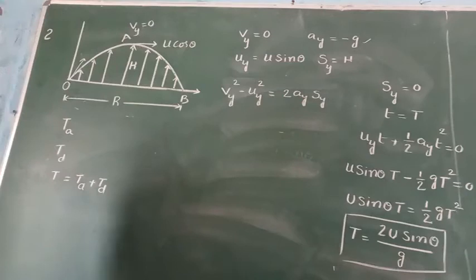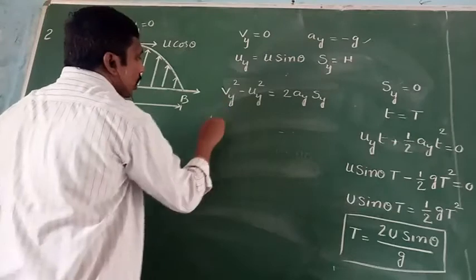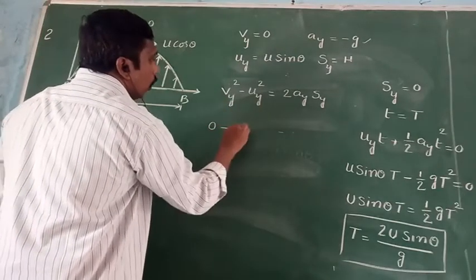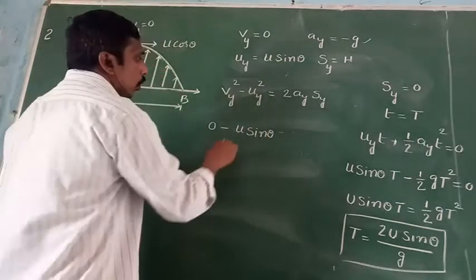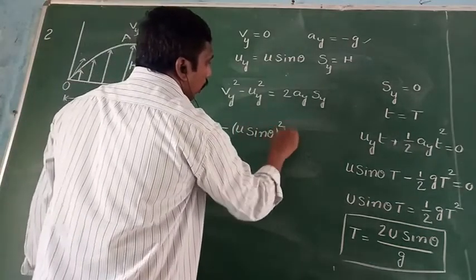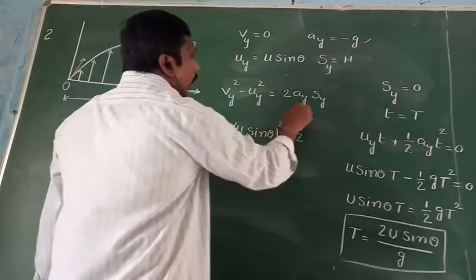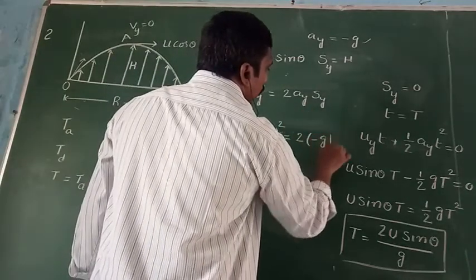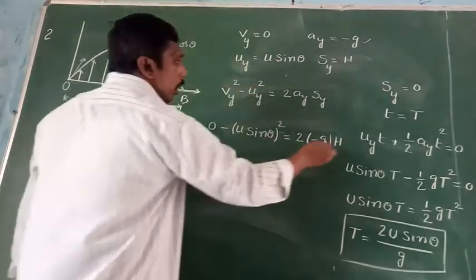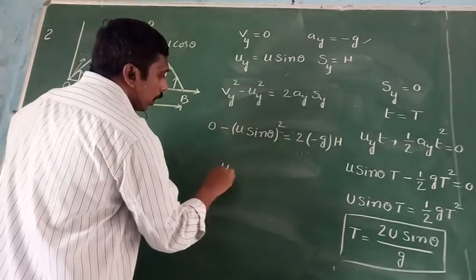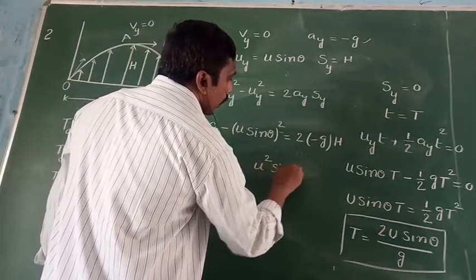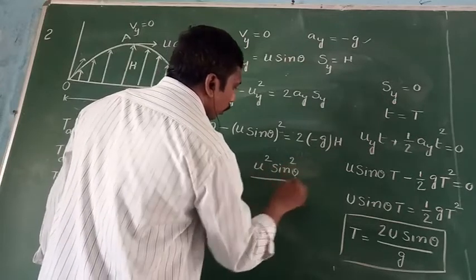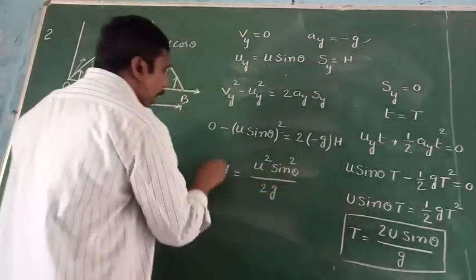Vy square minus Uy square is equal to 2Ay into Sy. Vy square is equal to 0, Uy is equal to U sin theta, whole square is equal to 2 into Ay, Ay is equal to minus g, Sy is equal to capital H. So from this, maximum height H is equal to U square sin square theta by 2g. This is the expression for the maximum height.